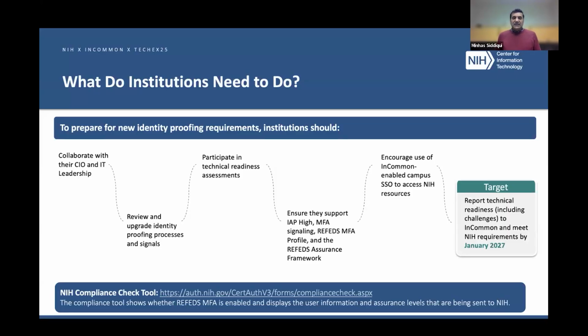The target date is for institutions to report technical readiness to InCommon and meet NIH requirements by January 2027. Additionally, NIH has developed a compliance check tool, and it's a practical resource for campuses that they can use today to verify they are meeting NIH's identity proofing, MFA, and user attribute requirements.